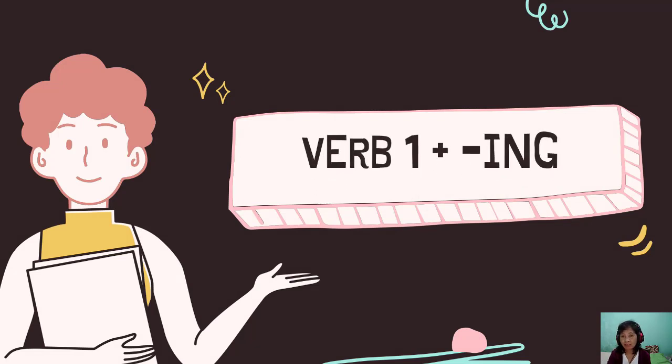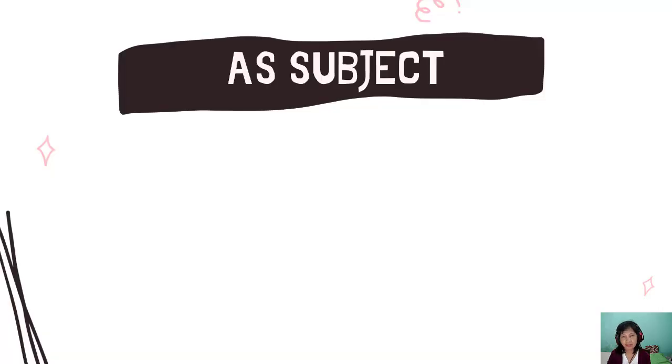What is gerund? Let's see the form. Verb 1 plus ing. So it is in the ing form, but it is not present participle, because gerund actually is a verb but functions as a noun. So the position of gerund in a sentence is the same as the position of noun.